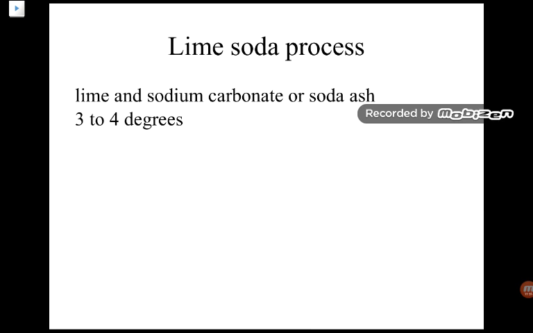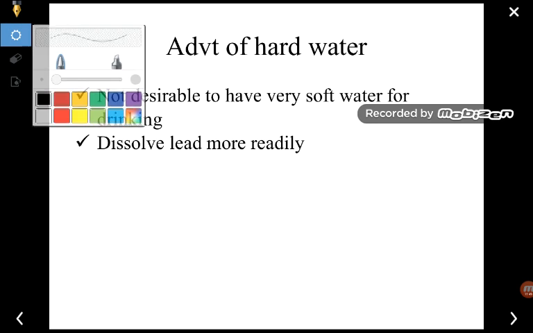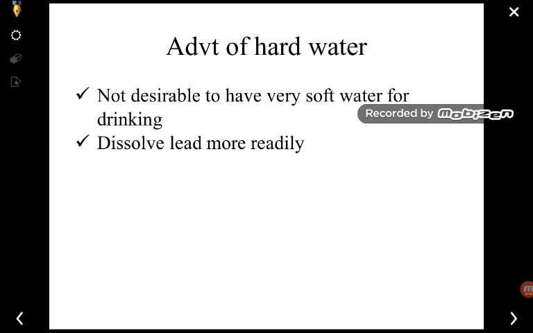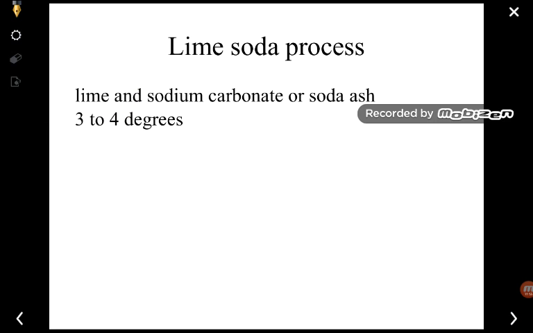The first process is the lime soda process. From the name itself, in this process lime and sodium carbonate, also called soda ash, are used to remove the permanent hardness from the water, and the hardness is brought down to a level of 3 to 4 degrees.